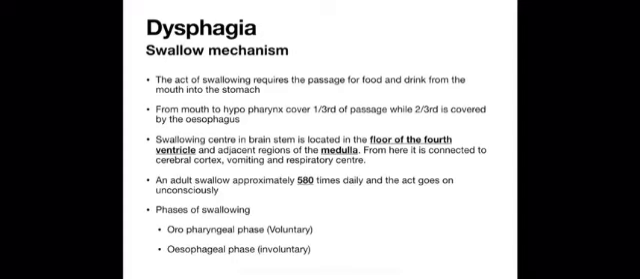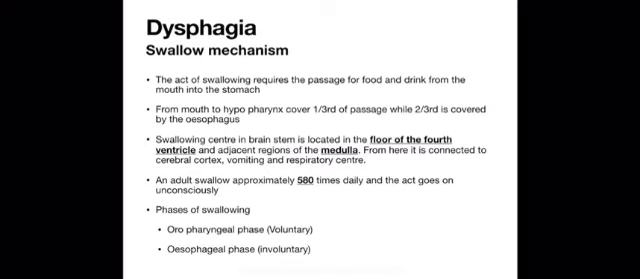Moving on to the swallow mechanism. The act of swallowing requires the passage of food and drink from the mouth into the stomach. From the mouth to the hypopharynx covers about one third of the passage, while two-thirds is covered by the esophagus. The swallowing center in the brainstem is located in the floor of the fourth ventricle and adjacent regions of the medulla. From here, it is connected to the cerebral cortex, vomiting, and respiratory center. An adult swallows approximately 580 times daily, and the act goes on unconsciously.